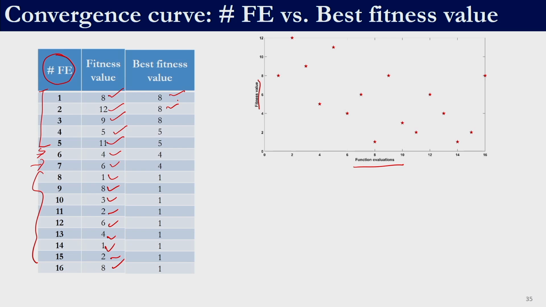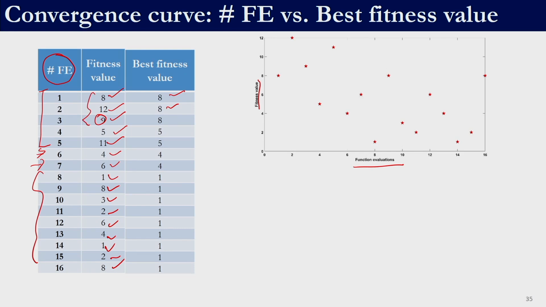So, let us say for the third time when we evaluate the fitness function, it turns out to be 9. But what is the best fitness function value that I have? It is between these 3, and it is still 8. So, let us say the fourth time I get a solution which has a fitness function value of 5. In this case, I need to compare 8 and 5, which is better, 5 is better. So, this 8 becomes 5.